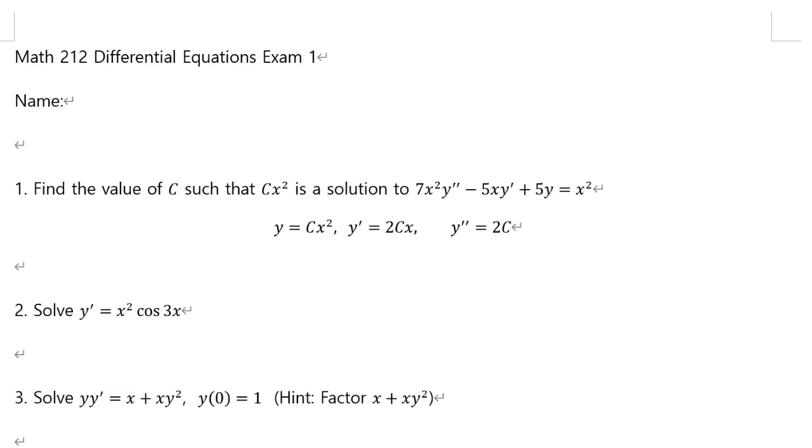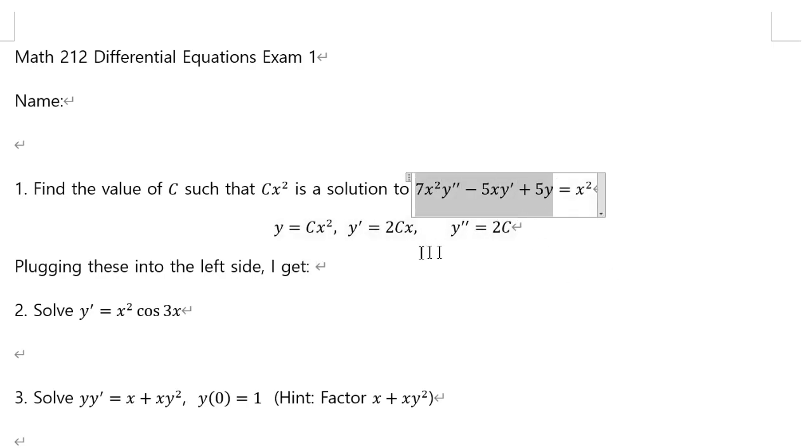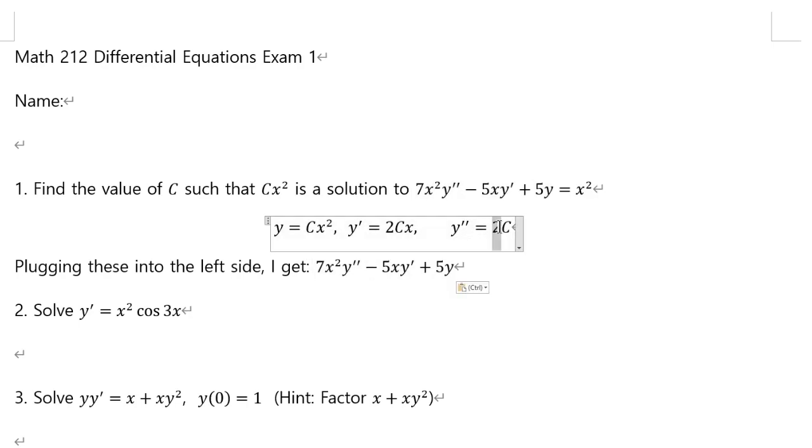So now plugging these into the left side, what do I get? Well, it's this side, but when I see y double prime, it's going to be replaced by 2c, and y prime will be replaced by 2cx, and y will be replaced by cx squared. Okay, and let's simplify this.